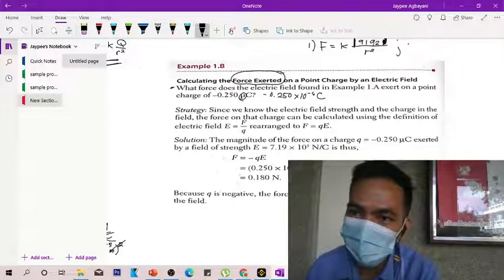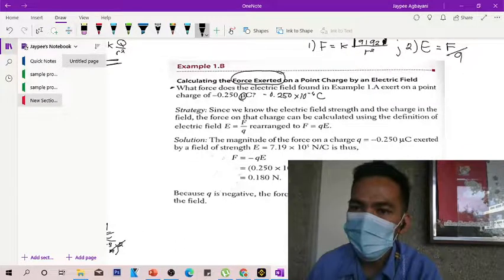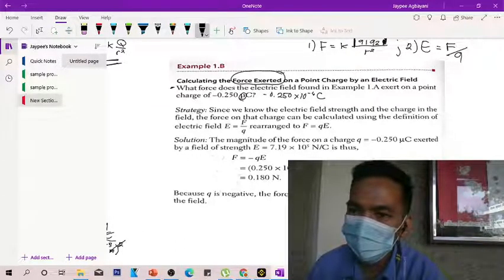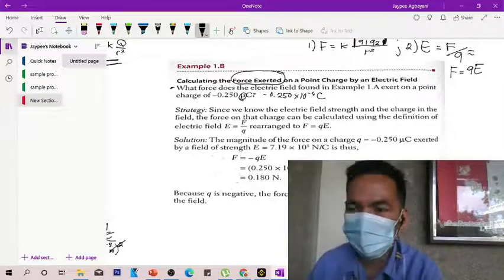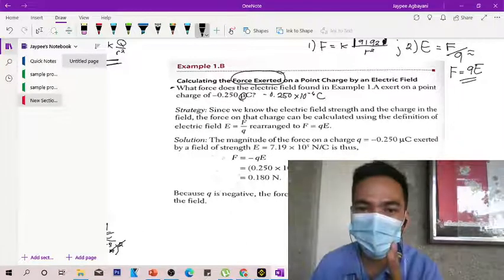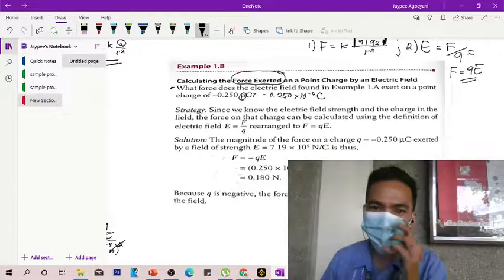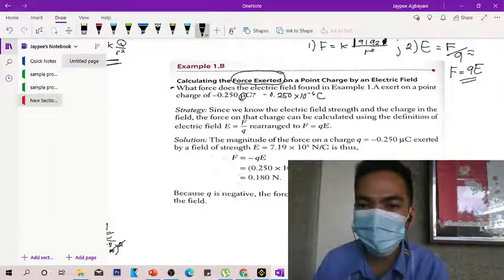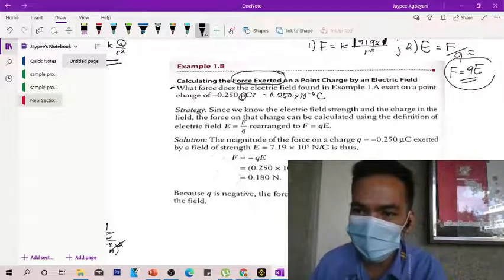The second formula is simply the electric field, which is equal to F over Q. If we simplify that, since we are looking for F, F is simply Q times E, or E times Q, regardless. So there are two formulas for the force: Coulomb's law, and the one we derive from the electric field. Since we were able to solve for the electric field earlier, the formula we will choose is this one.